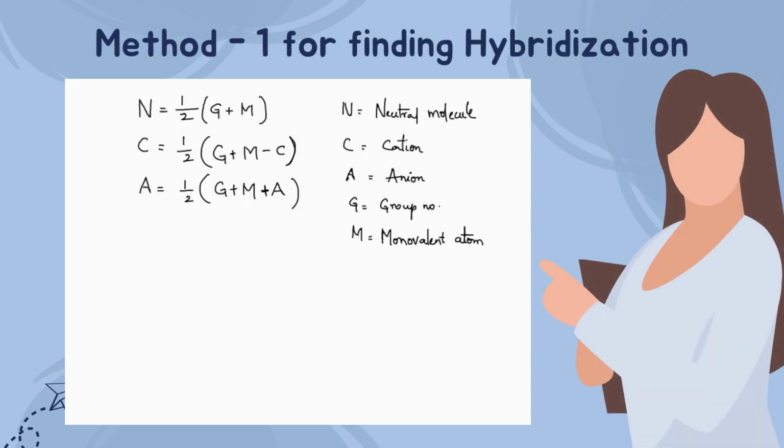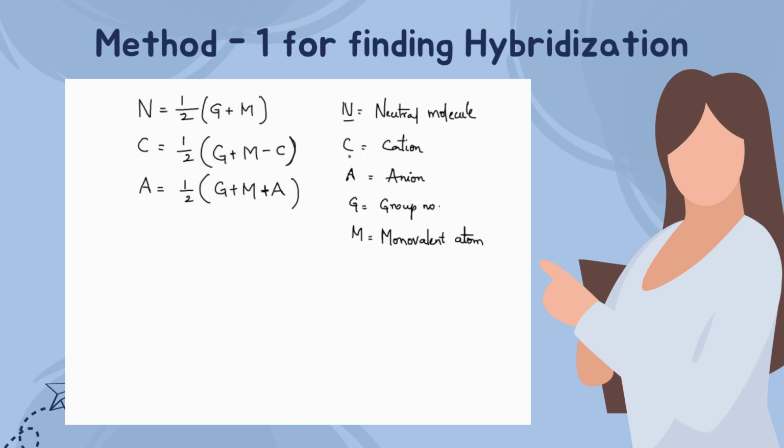In this video, let us learn how to calculate the hybridization of neutral molecules, cations, and anions in a simple method. There are already formulas given on the screen, where n is equal to half into G plus M. That means N is a neutral molecule. Neutral molecules are those which do not have any charge on them.